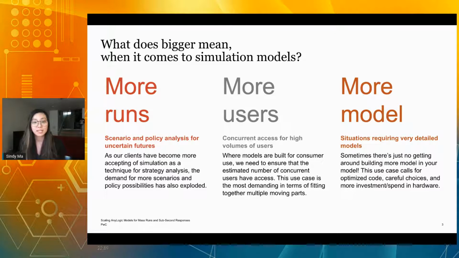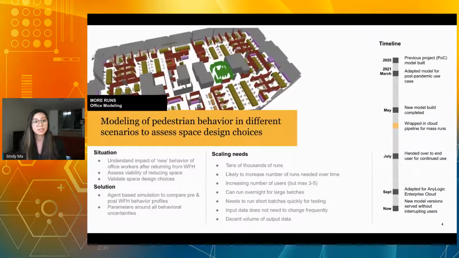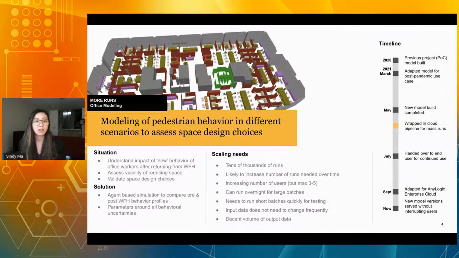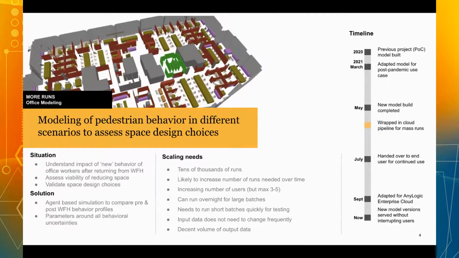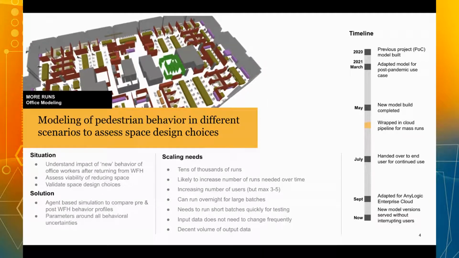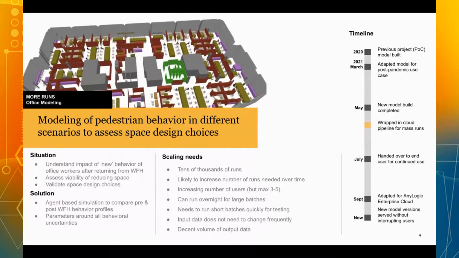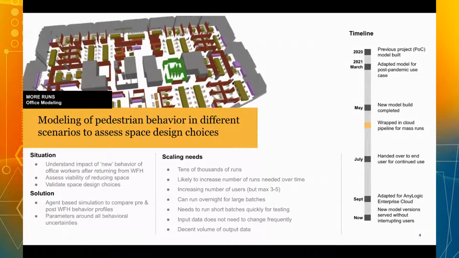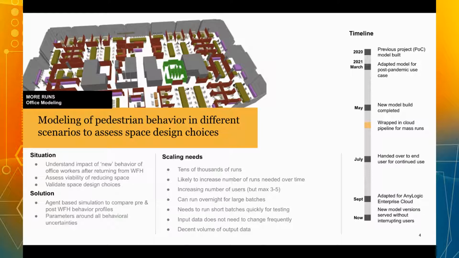Now, to talk through these, we're going to actually use three examples today, three projects that we have done here at PwC. The first one is the one that shows more runs. And so this is a project that we did where our client needed to understand how the different blueprints that they were considering might impact how people use the office space, especially as we come back from the pandemic, and we have different hypotheses about how people might be coming in less now or might be working in more teams, and so a general change in people's behavior.